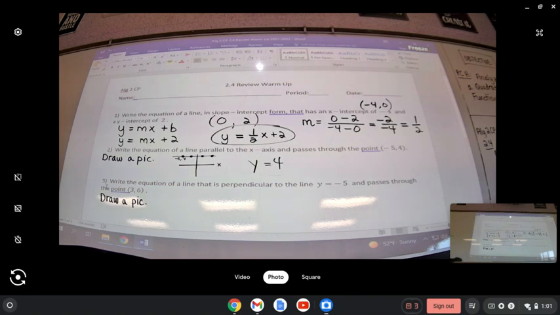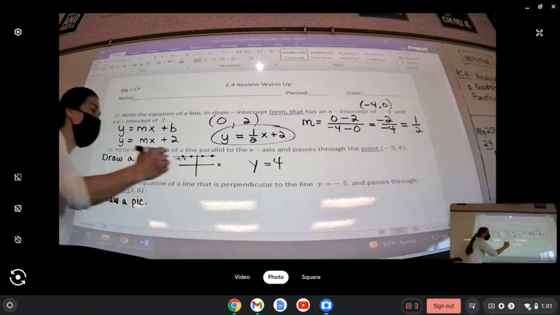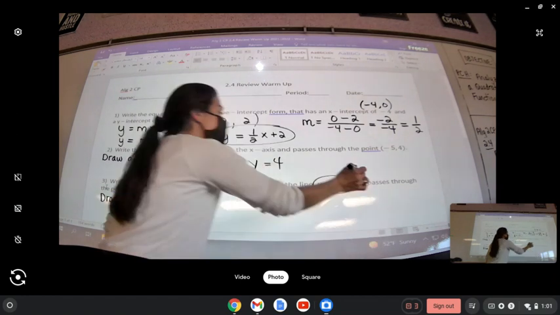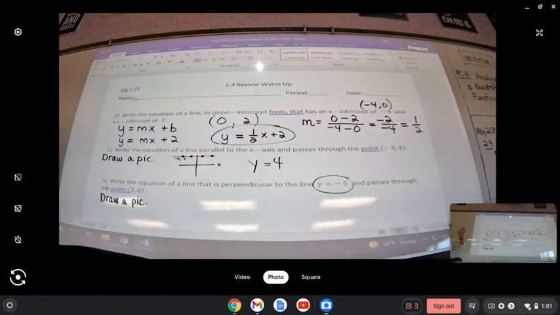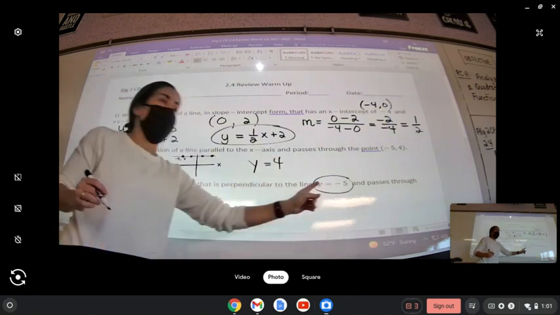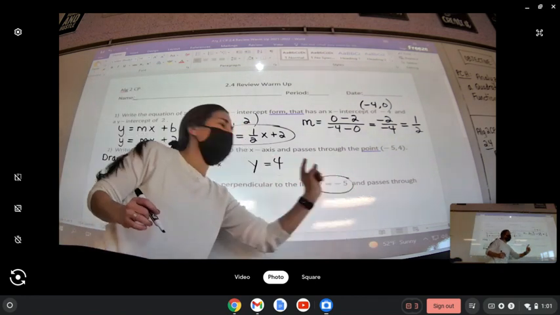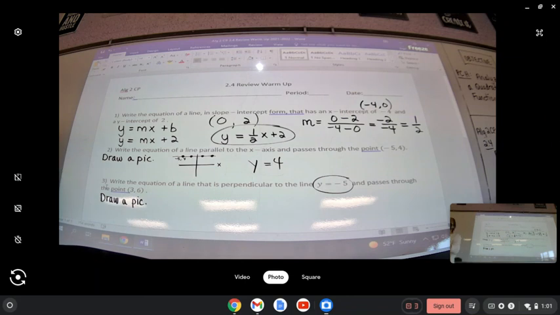Okay. Again, pictures I think make it much easier to see. All right, look at this one. Write the equation of a line that is perpendicular to this line, and it passes through the point 3, 6. All right, guys, our line has to be perpendicular to that line. How many variables do you see in that equation? That means he's special. That means he is literally going to be a horizontal or vertical line.